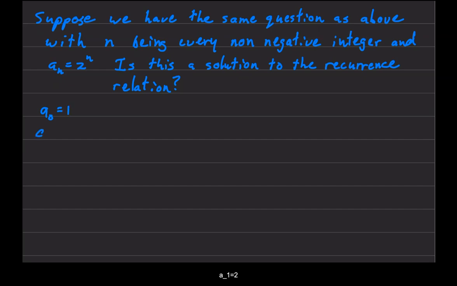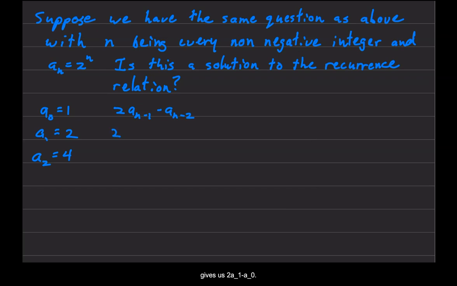A1 is equal to 2. A2 is equal to 4. And then we can take a look at those plugged into the initial problem. So we had 2 a_{n-1} minus a_{n-2} plugged into that problem.